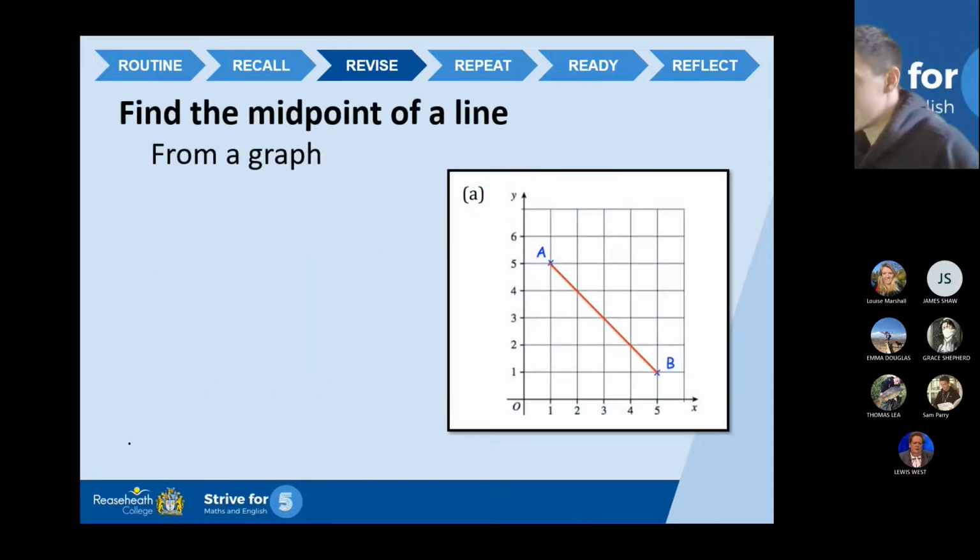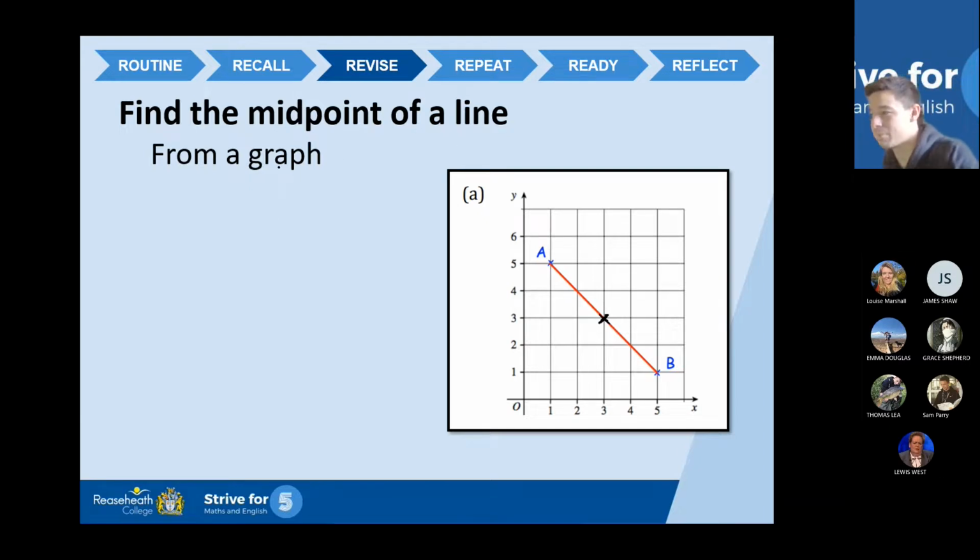Let's just go. So find the midpoint of a line from a graph. So this is actually quite a nice visual topic. Okay, if it's on a graph, it's very visual. And essentially you will have a line like this, A to B. And I can see this line, it goes kind of across 4, up 4. So 2 across, 2 up. Here is my midpoint. I can see quite visually that is exactly halfway.